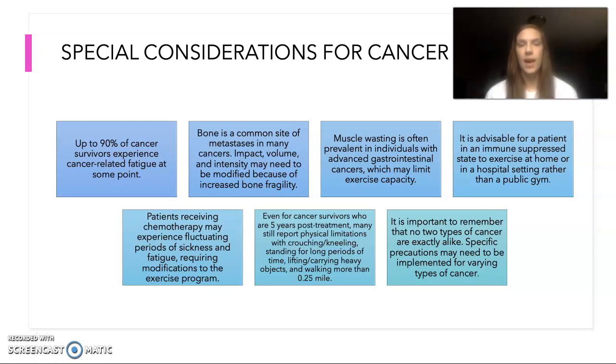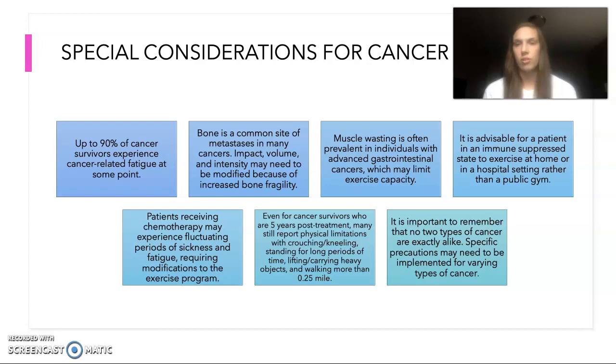In this case, impact, volume, and intensity may all need to be modified because of the increased fragility of these bones. Muscle wasting is also often prevalent in individuals with advanced gastrointestinal cancers. So in this case, their exercise capacity may be limited. It is advisable for a patient in an immune suppressed state to exercise at home or in a hospital setting rather than a public gym.